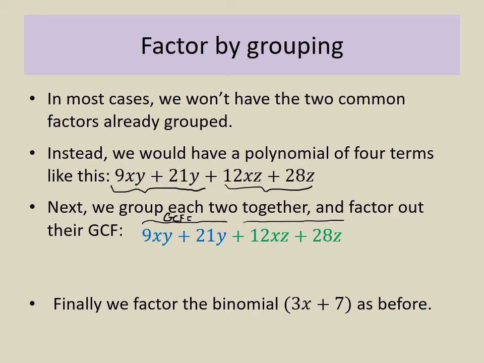So take a look at these 2. What is the GCF there? Well, from the constants, we have 9 and 21, so we can factor out a 3. x in the first term, no x here, cannot factor out, but we have y and y, they are common. So the GCF in the first group is 3y. What is the GCF in the second group? Well, that'll be 4z.